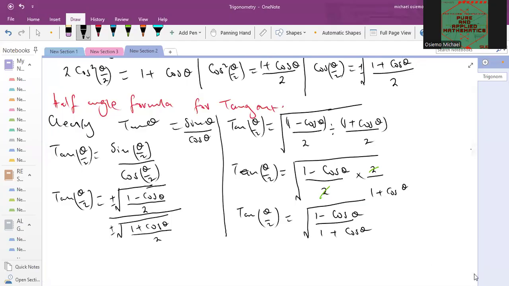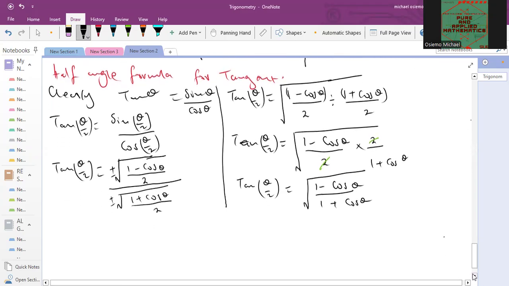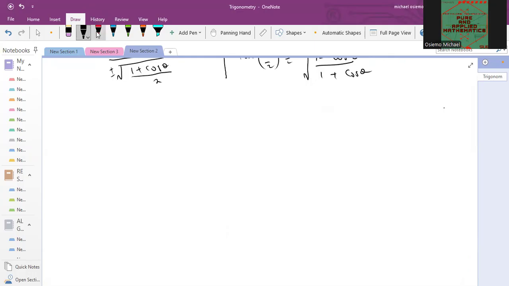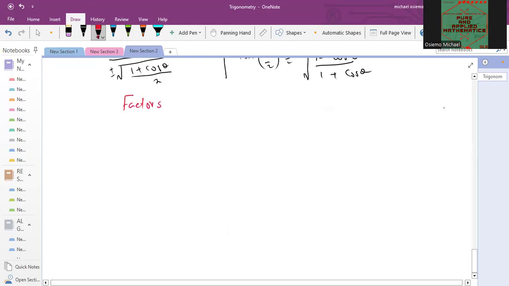Now, the other set of formulas that you also need to know in trigonometry are the factor formulas. When we speak about the factor formulas, we're speaking about the single angle formulas. Let's have here the factor formulas.